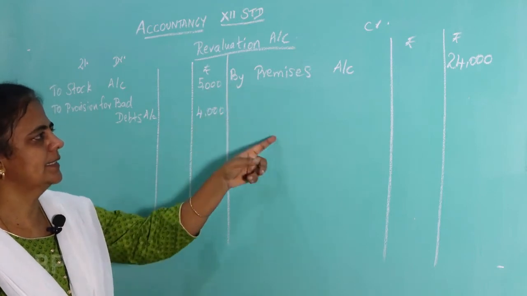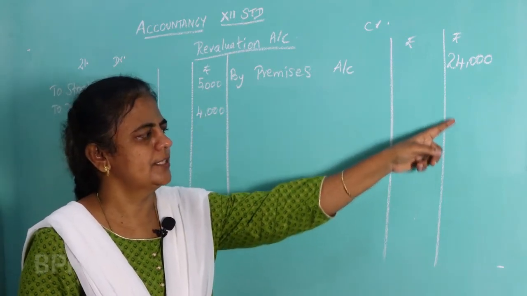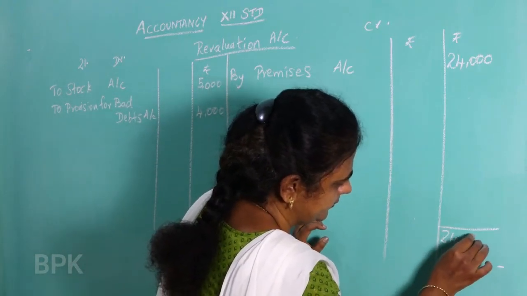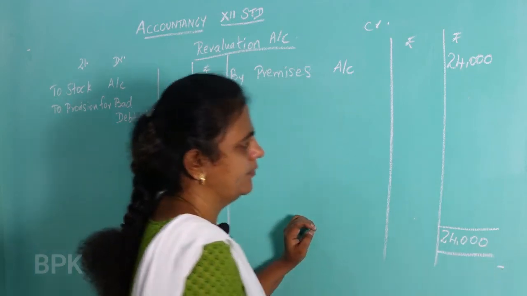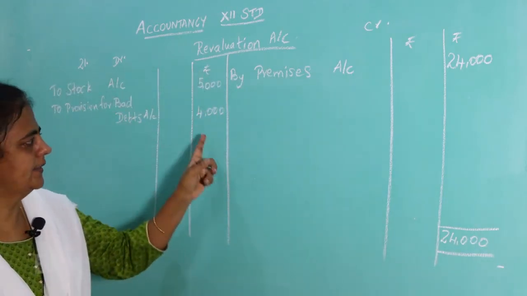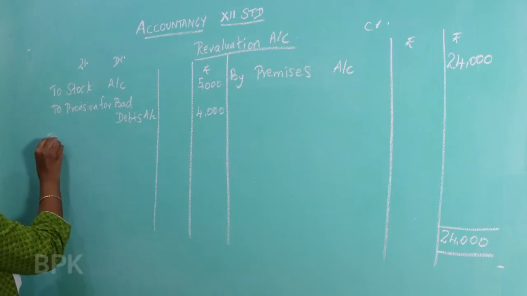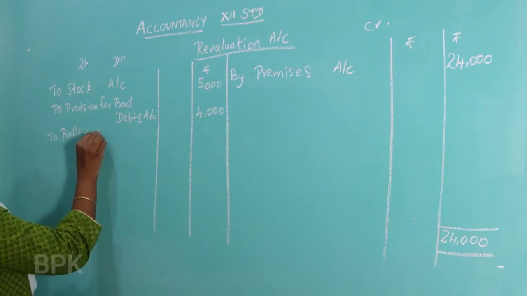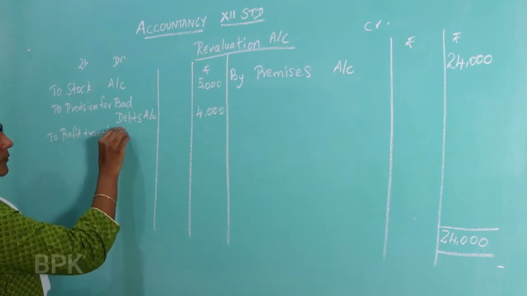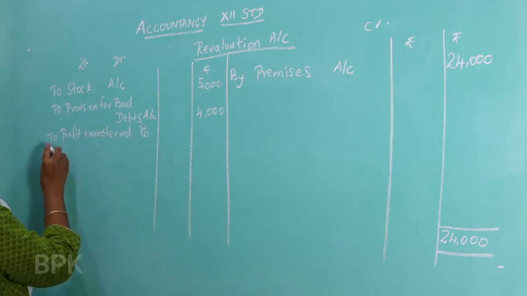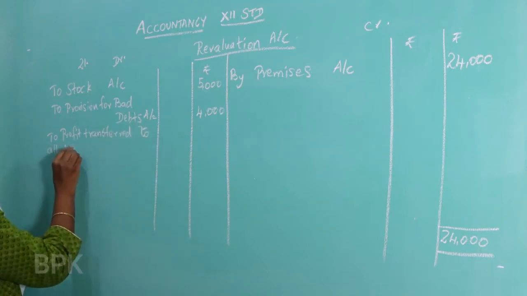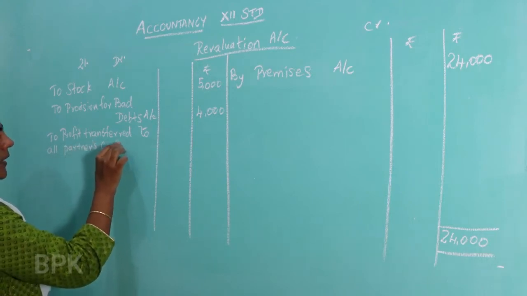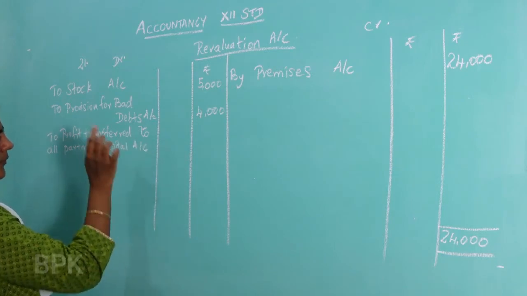Now see which side is greater. Credit side is greater. That is, you are getting here 24,000. You are getting 9,000. So find the difference. So that results in profit. So write to profit transferred to all partners capital account.